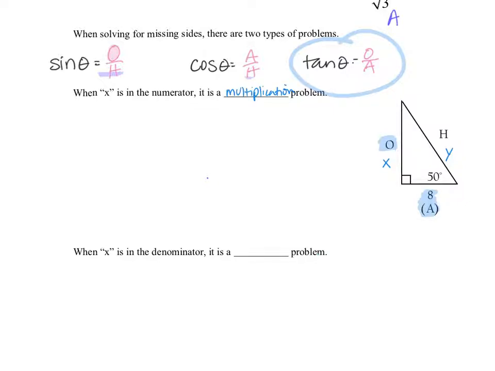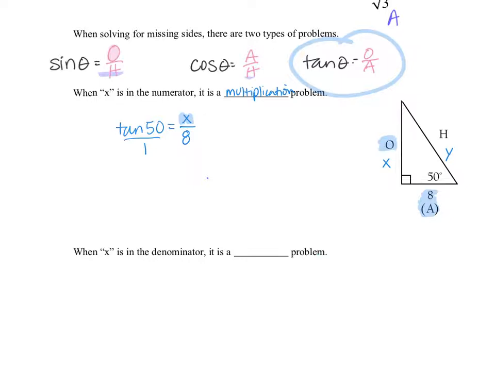We're going to plug in everything we know. So we're going to write tangent theta, which is 50, equals opposite X over adjacent 8. Now, X is in the numerator, and like I said, that means this is a multiplication problem. But if you forget that, remember, the trig ratio is always going to go second. You're either going to multiply by the trig ratio or divide by it. But you can always just write it as a proportion and cross multiply.